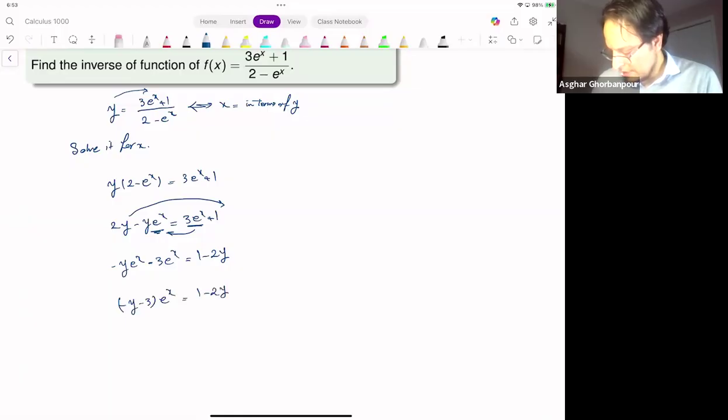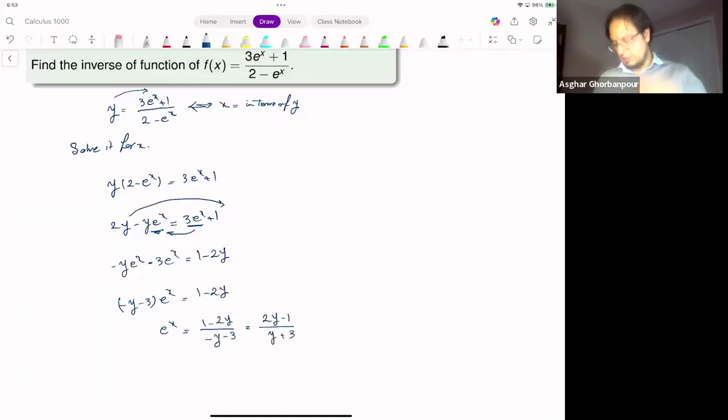And then e to the power x is (1 minus 2y) over (minus y minus 3). Or this is the same thing as saying that (2y minus 1) over (y plus 3). So you just apply, let's multiply both numerator and denominator by a negative sign. That's what you get. We are not done. We have found e to the power x in terms of y, but I have to isolate it.